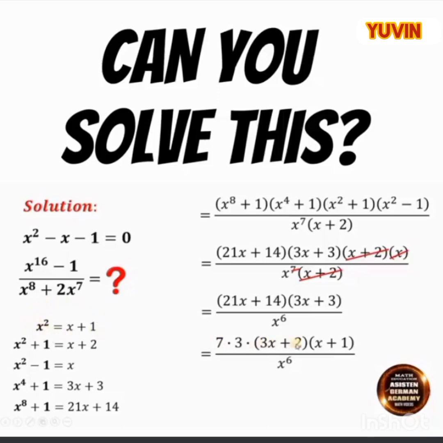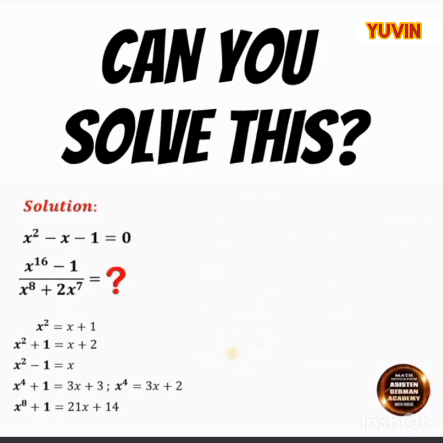Now, how about 3x plus 2? Take note that x raised to the fourth power must be equal to 3x plus 2. Therefore, we can substitute all those values to our expression. And our expression now becomes 21 times x to the fourth power, and this is x squared, all over x raised to 6. Now, x to the fourth power and x squared, if we combine them, we get x raised to 6. Therefore, we can cancel out x raised to 6 on the numerator and x raised to 6 on the denominator. And this will give us a value of 21.